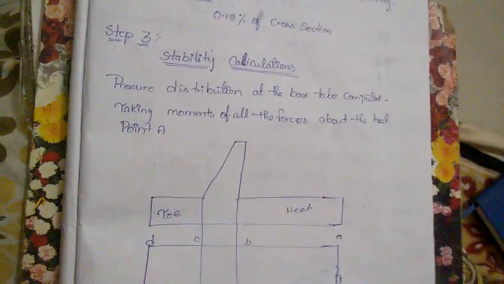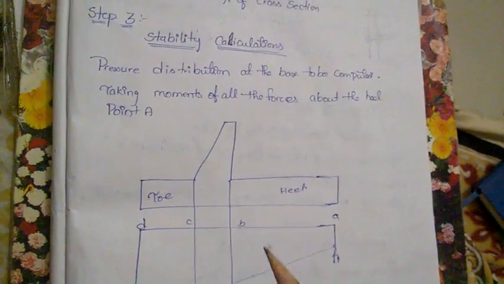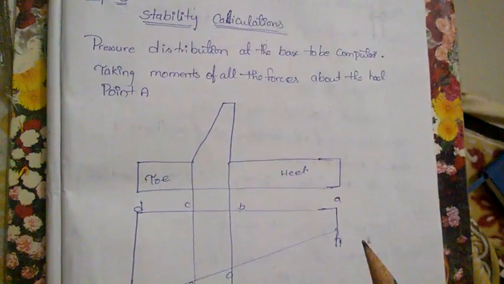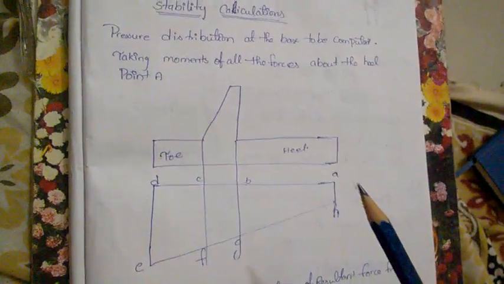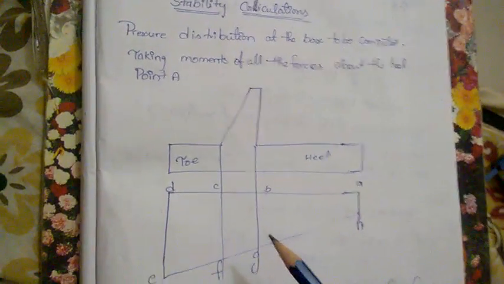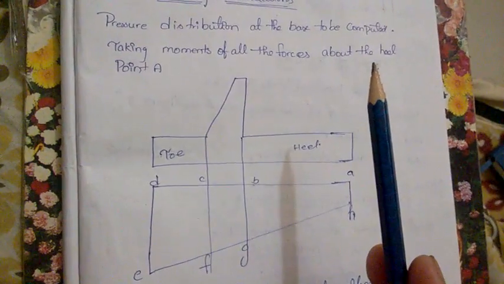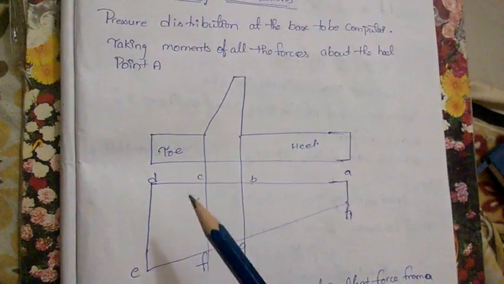Okay. Now next we will be going to step 3. Stability calculations. We should find in this step how much weight it can be stable, at what extent it can be stable. While designing you should design for stability also. Pressure distribution at the base is to be computed, taking moments of all the forces about the heel point A.